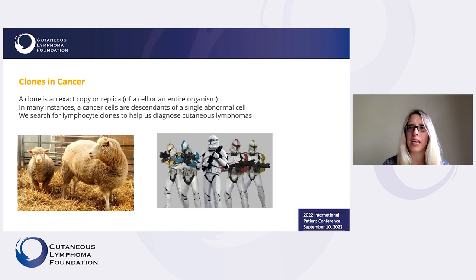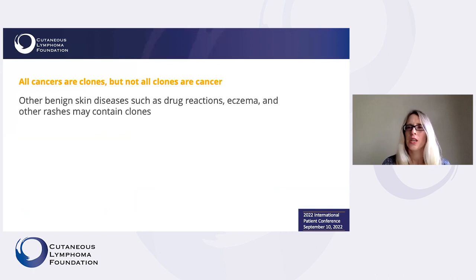So cancers all contain clones. A lot of the time cancer cells are descendants of a single abnormal cell that then replicates itself over and over again. So in our biopsies or blood work, we're looking for lymphocyte clones to help us make the diagnosis of a lymphoma. As I mentioned, all cancers are clones of one another, but not all clones are cancer. In some benign skin conditions like drug reactions or even eczema, we may find clones, and that does not make it a cancer.